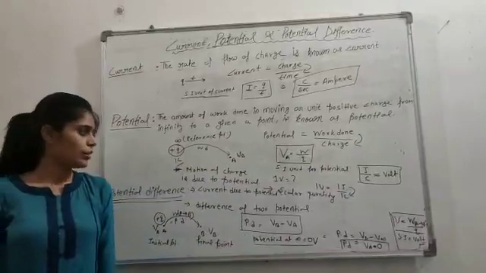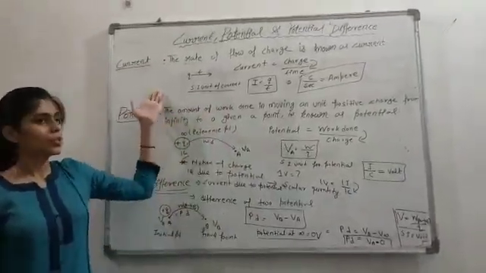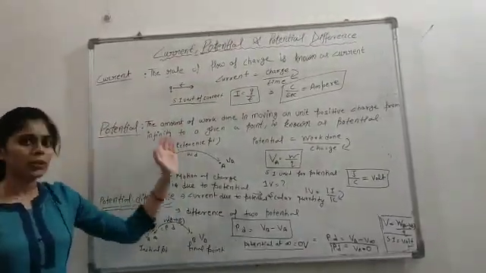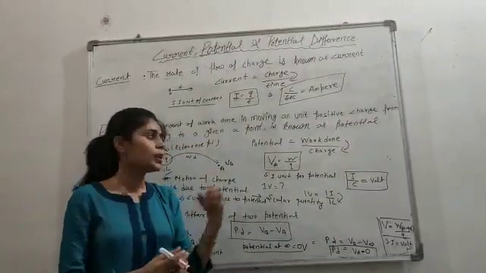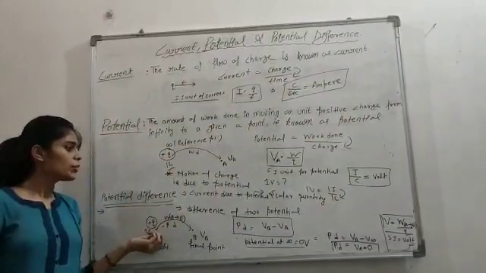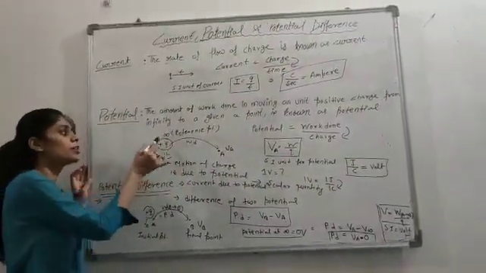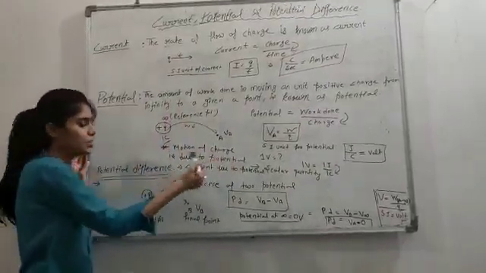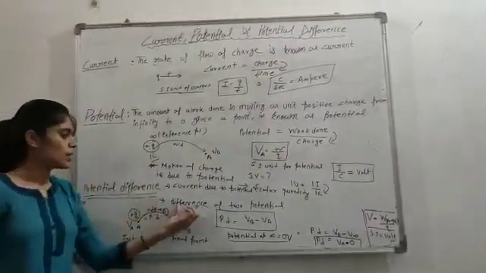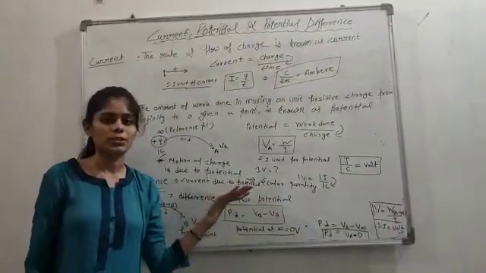If we see a recap, what is current? It is the rate of flow of charge. SI unit is ampere. What is potential? It is the work done in moving a charge from infinity to a given point. What is potential difference? It is the work done in moving charge from a given point to another given point, meaning one point to another point. Or we can say it is the difference of two potentials, final potential minus initial potential.